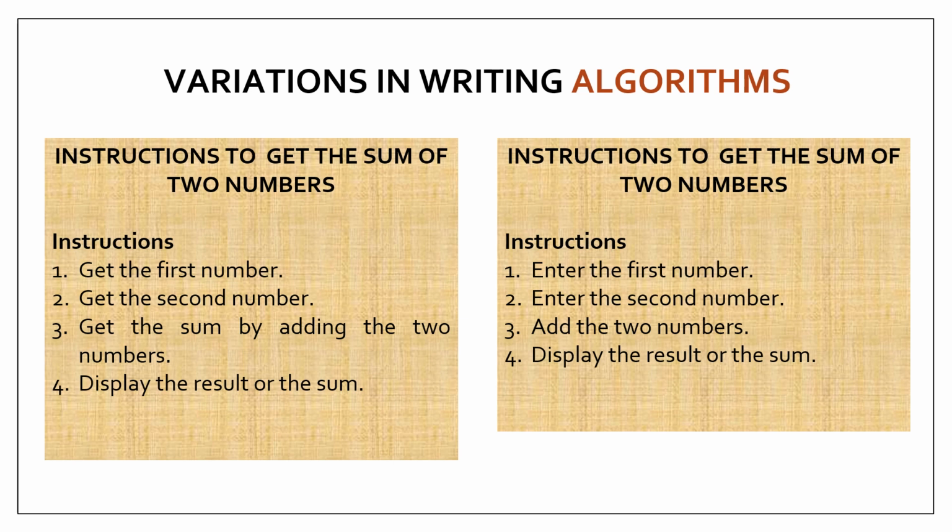So, regardless of these words, because they are synonymous and they are the same in a way, these variations or these figures are correct, and they can be used to get the sum of two numbers. Now, if you observe carefully, the logic of both algorithms is entirely the same.